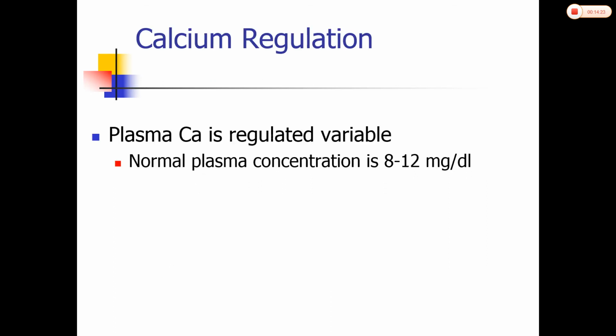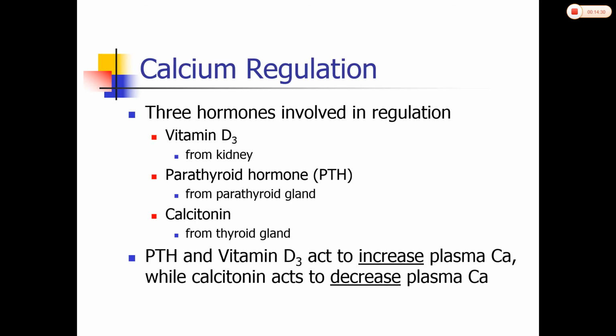So the plasma calcium is regulated tightly, because the normal plasma concentration is about 8 to 12 mg per deciliter. So there are three hormones which are majorly involved in the regulation: the vitamin D3 from the kidney, the parathyroid hormone from the parathyroid gland, and the calcitonin from the thyroid gland. So the parathyroid hormone and vitamin D3 act to increase the plasma calcium, whereas the calcitonin from the thyroid gland can decrease the plasma calcium.